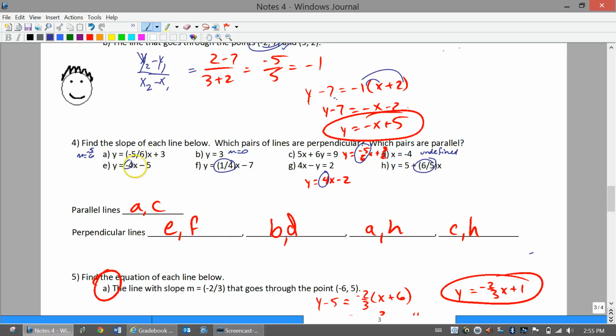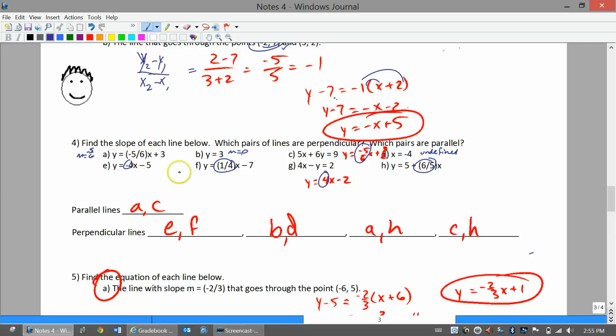E and F, let's look at this. E has a -4, F has 1/4. Perpendicular means opposite reciprocal, so E and F, -4 and 1/4, have opposite reciprocal slopes. We also have B and D. B has a slope of 0, D has a slope that's undefined. Those are going to be perpendicular to each other. Horizontal and vertical, those are perpendicular.